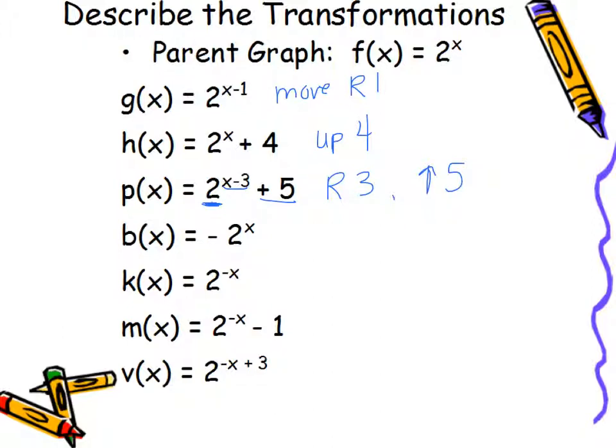All right, so now let's look at what happens when you put a negative on it. We did one of these. We had the negative out in front. Remember that when that negative is out in front, that is a reflection over the x-axis. It flips it upside down.